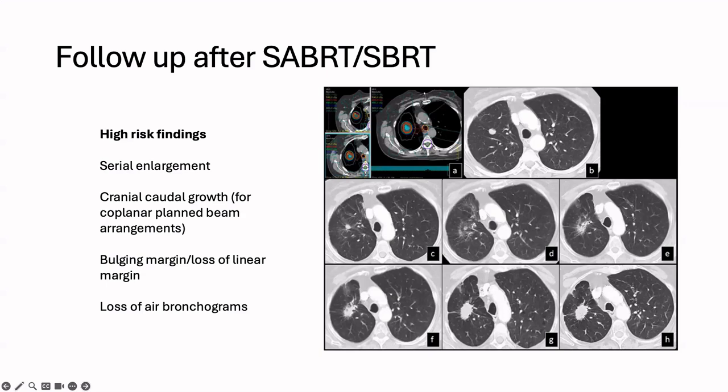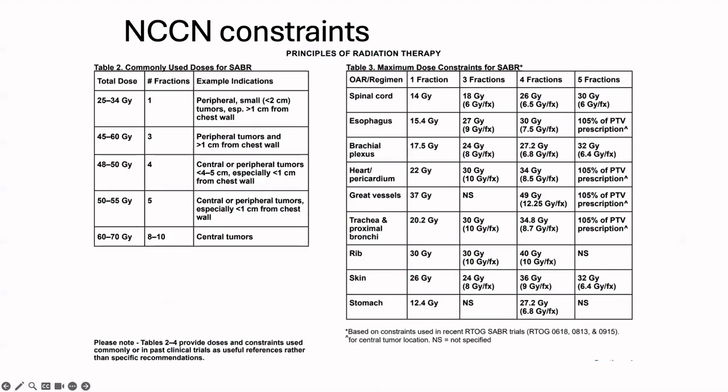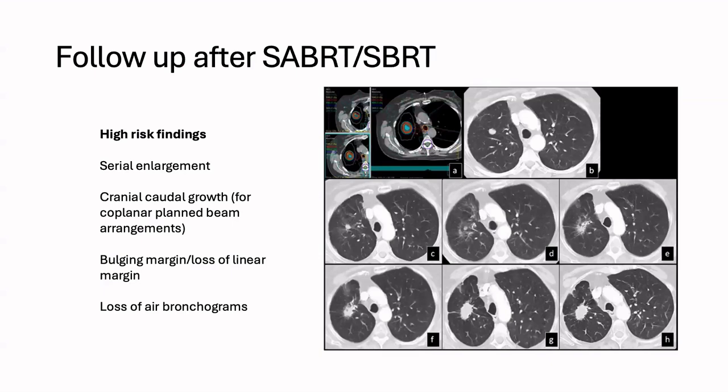And that may be something like 1.5 to 2 years after the patient's been treated. So you'll see a natural evolution for quite a while afterwards. Some of the things that we look for: serial enlargement or craniocaudal growth. Oftentimes, these patients are treated with coplanar beams that are essentially, if you can imagine, axial slices, and the radiation beam following those axial slices. So if we, for whatever reason, see growth in the craniocaudal dimension, there could be some concern for local progression.